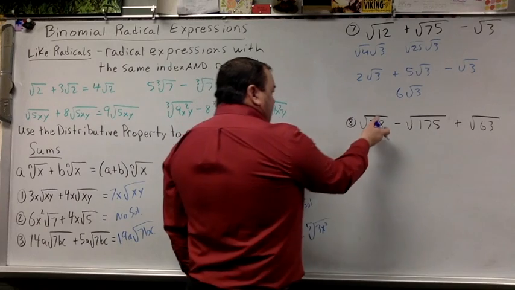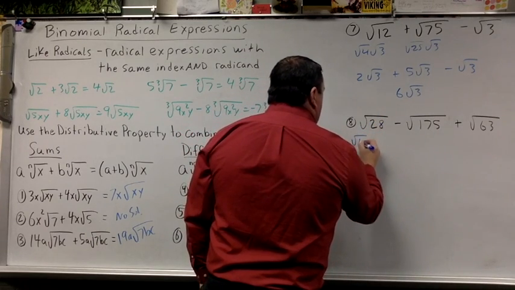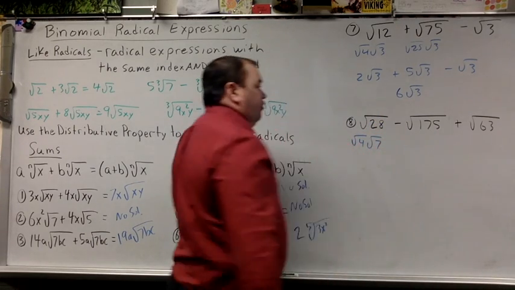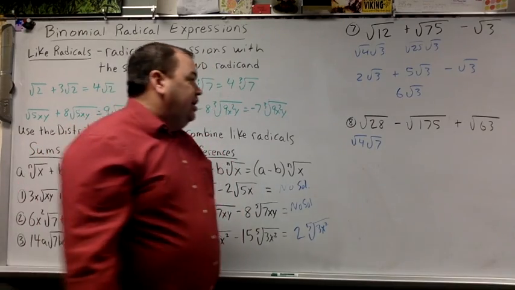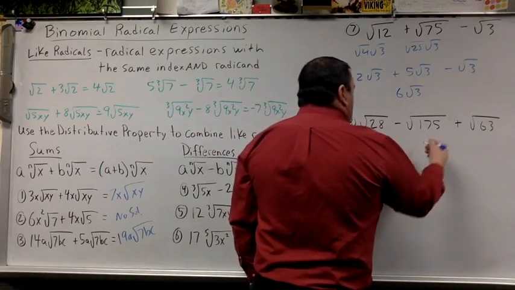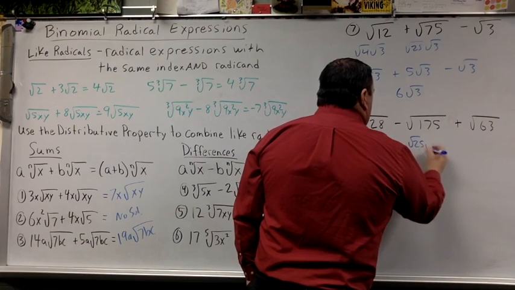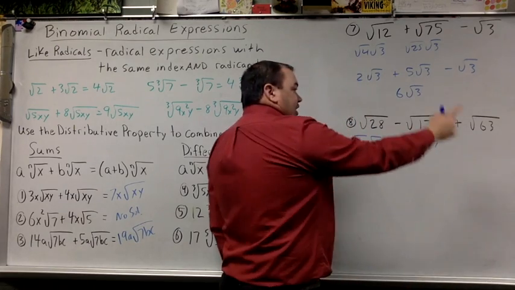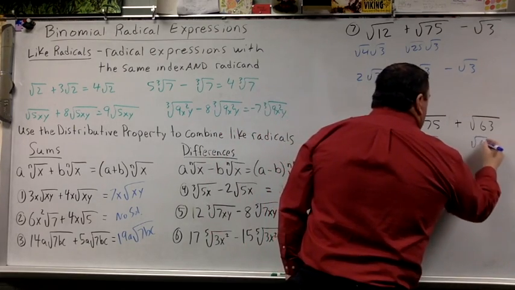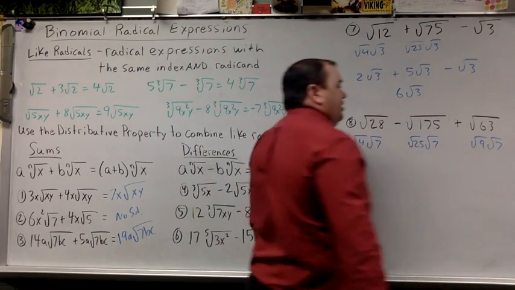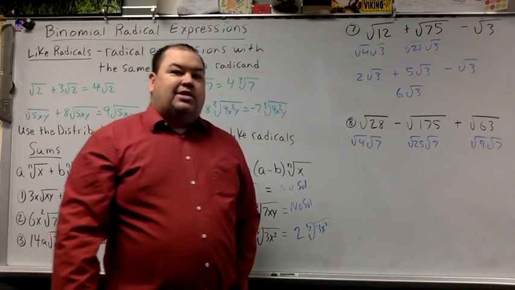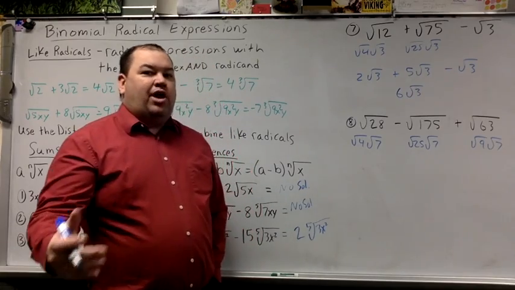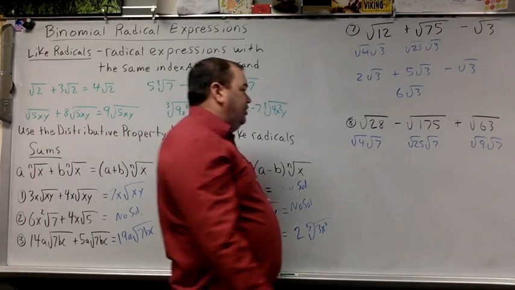Here I've got a 28. I'm going to go 4 and 7. Here I've got a 175, a 25 and a 7. And for 63, a 9 and a 7. And some of you are already seeing, oh, we're going to have the same radicand here. We're going to be able to do this.